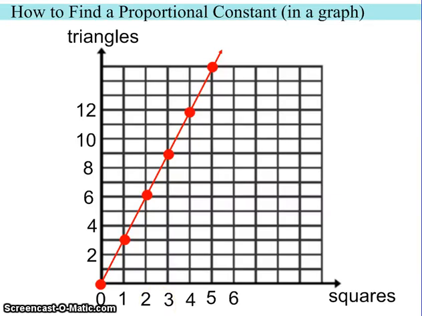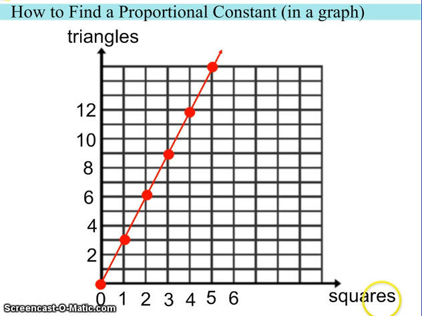Okay, so sometimes we need to find proportional constants using graphs. We have to be able to find them in contexts, in equations, and tables, but we also need to be able to find them in graphs. So this is the video about finding them in graphs. The proportional constant, again, is that numerical value that tells you how one quantity is changing to another.